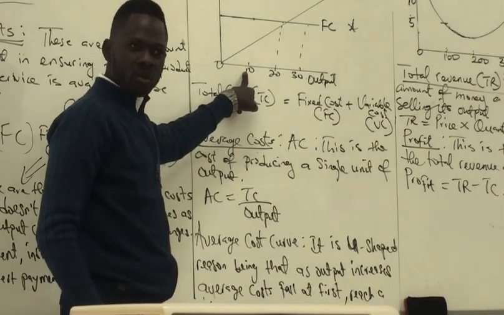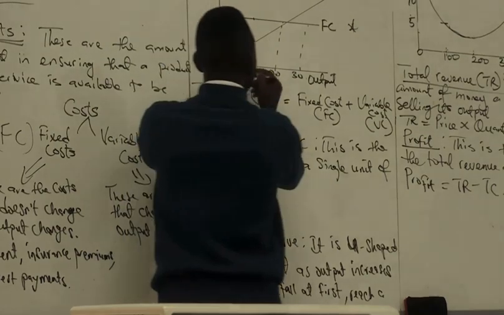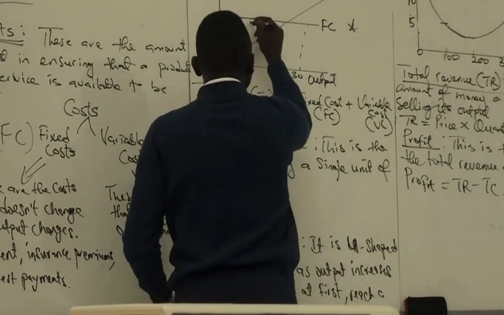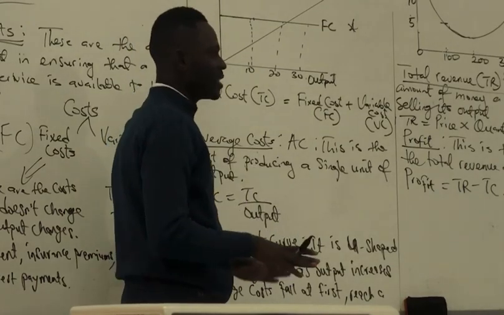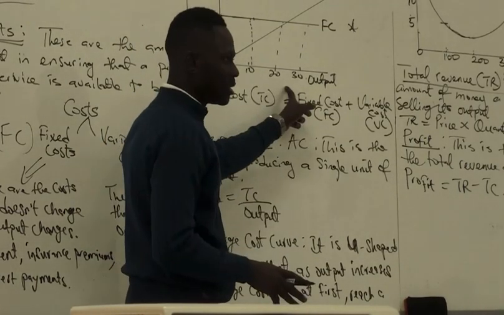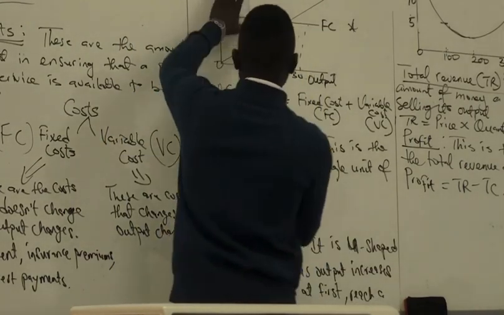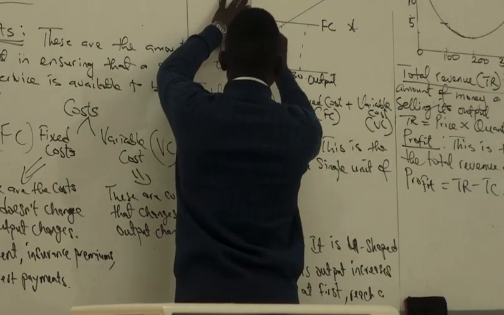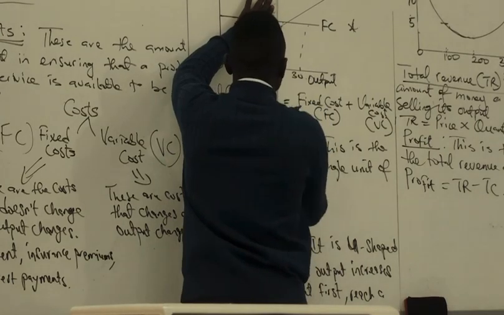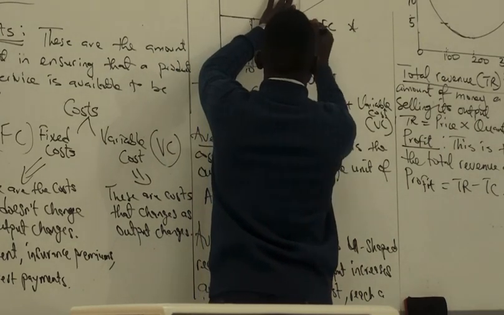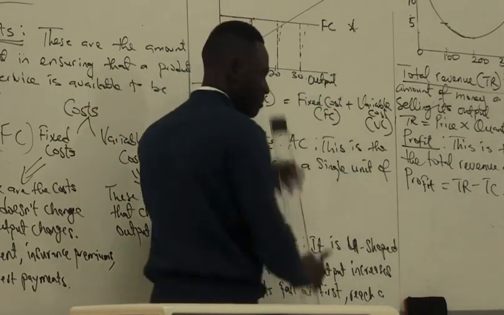Do we understand fixed cost here? As the level of output increases, we pay the same. It doesn't change as the level of output changes. The output is changing, yes or no? Yes. Yet we're still paying the same. At 10, the same. At 20, the same. That is the output, but the cost is the same. At 30, the same.